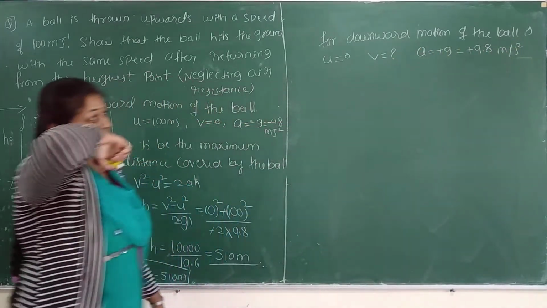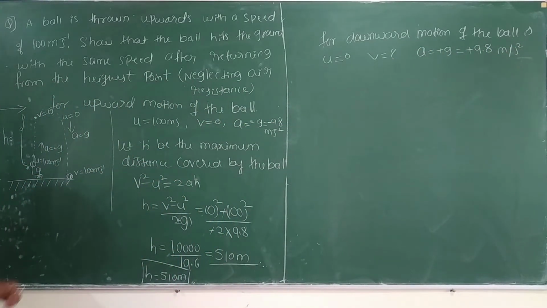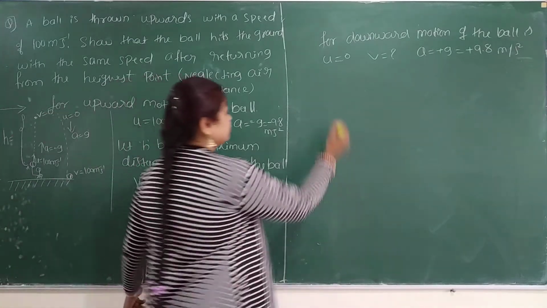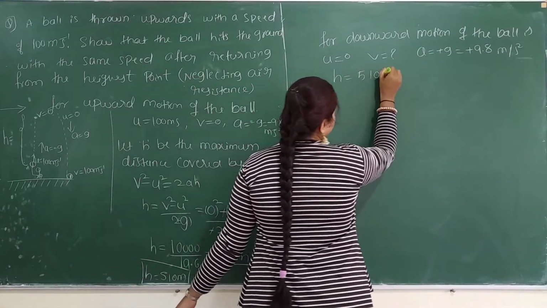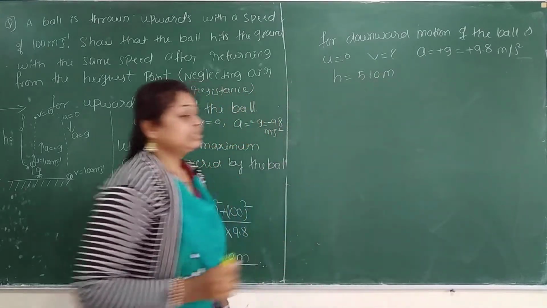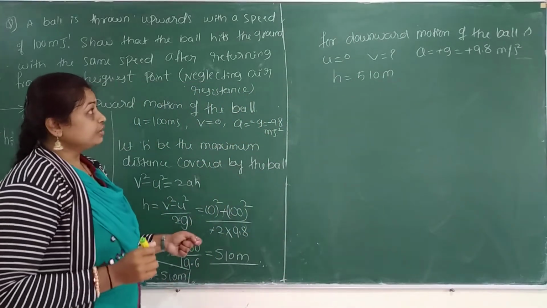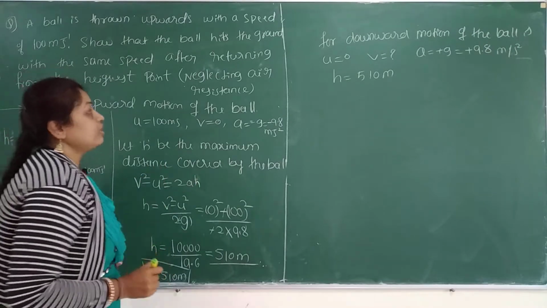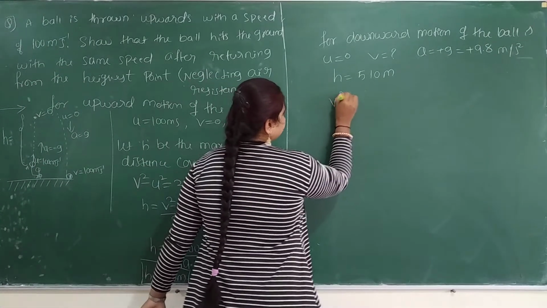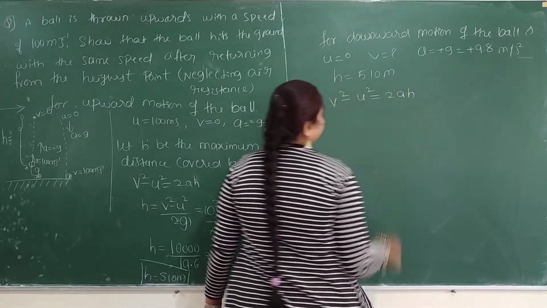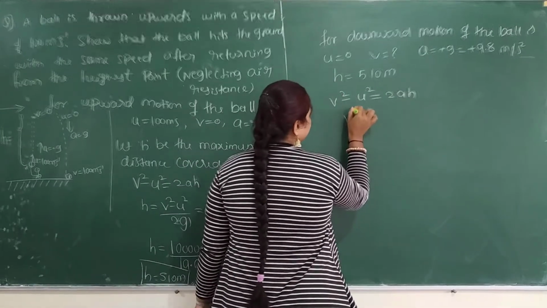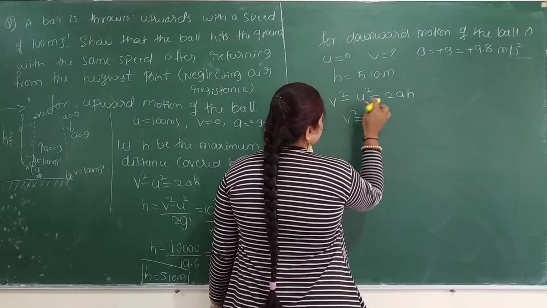Okay, so these are the given data. You just have to calculate, h is 510 meter. So by applying these values you can calculate the final velocity. Write the formula: v square minus u square is equal to 2ah. Then v square is equal to u square plus 2ah.